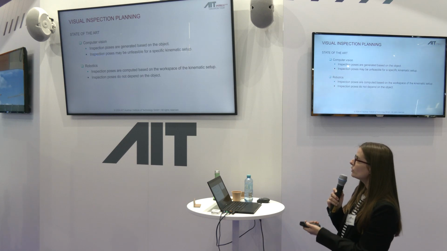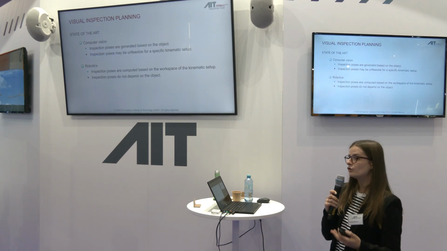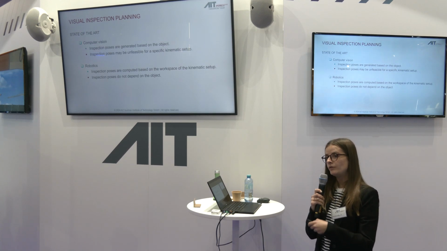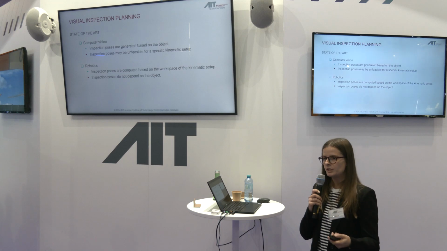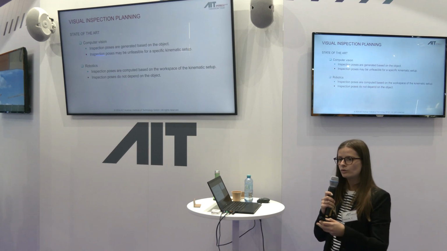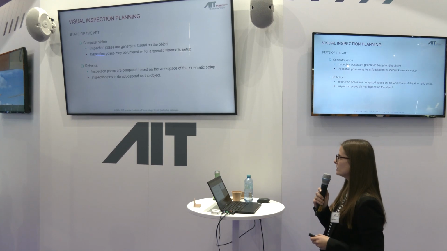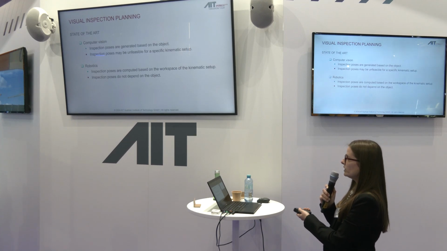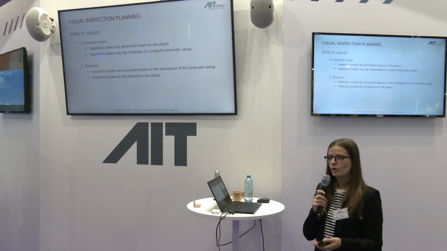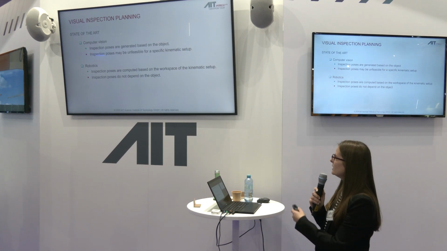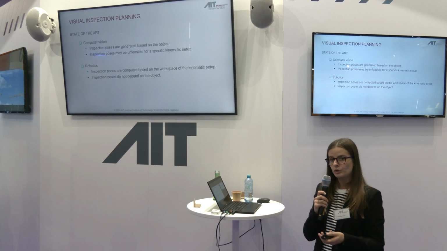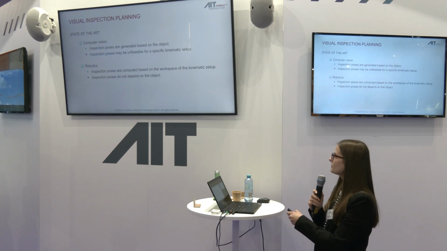In case of the computer vision method, the inspection poses are optimal for the object, but given a specific kinematic setup, may be unfeasible. This means that the robot will not be able to place the end effector in correspondence of that pose. And in the case of the robotics method, of course, the inspection poses are feasible, as we computed them sampling the workspace of the kinematic setup, but some portion of the object may be uncovered.